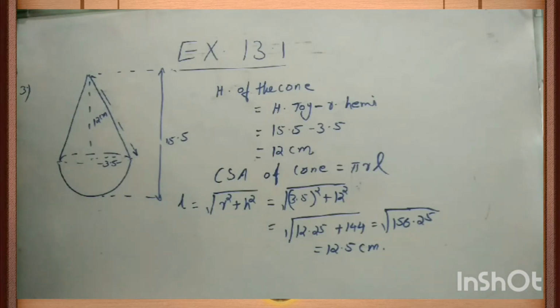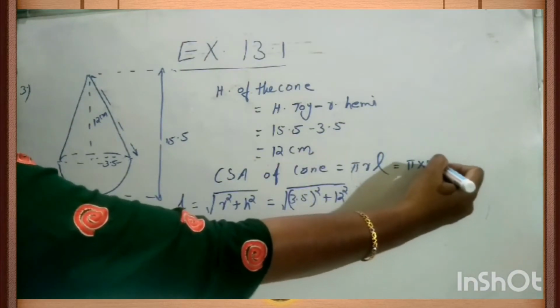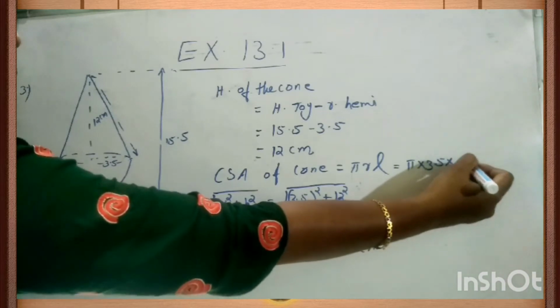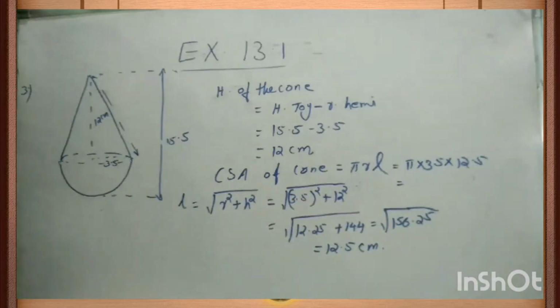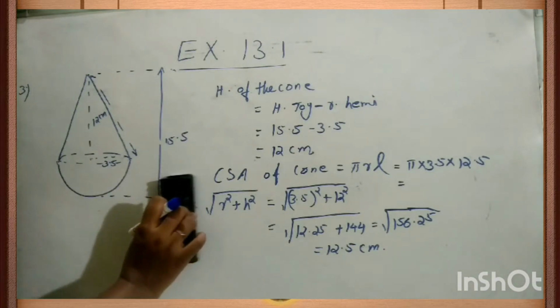Now we will substitute that value. This is equal to pi into 3.5 into 12.5. It is equal to 3.5 into 12.5 into pi, that is our CSA of cone. Now we need to take the curved surface area of hemisphere also.